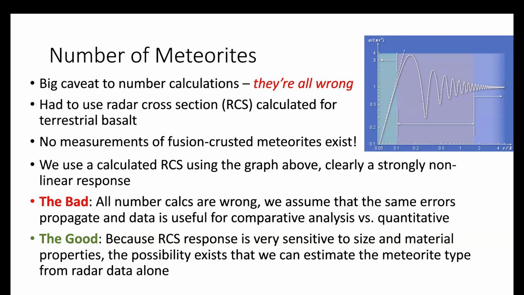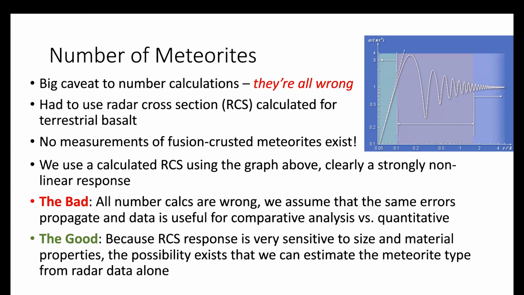The problem is, when I do this calculation, it's wrong by a very large margin. That's because I am calculating it, and nobody has ever measured the radar reflectivity of fusion crust, and it is very different from the terrestrial basalt that I've used as a stand-in. There's a good and a bad to this. First of all, my measurements are relative as a result instead of quantitative. But we can get there if I can measure the reflectivity in a radar lab, which I would hope to do.